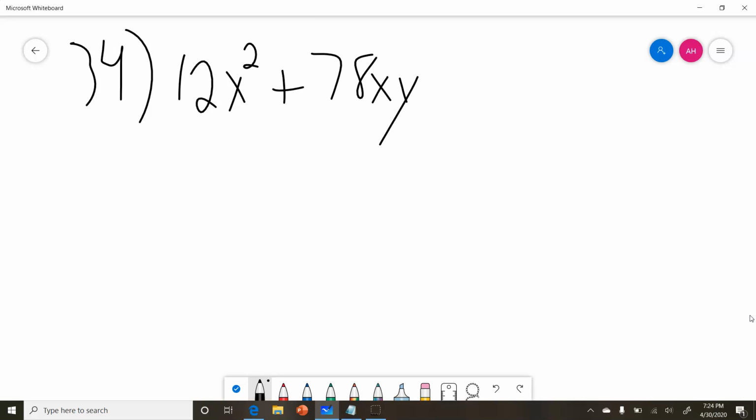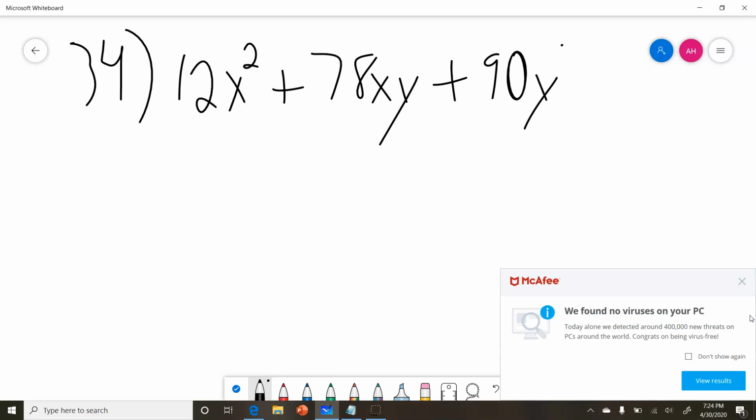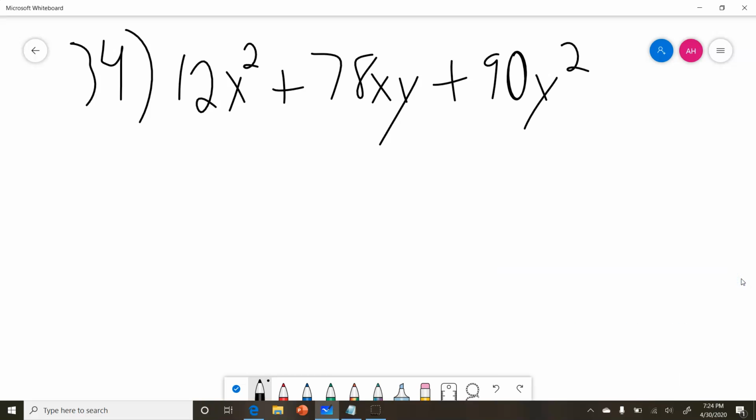Let's do some different ones here. This is number 34. This one's a little harder. 12x squared plus 78xy plus 90y squared. Wow, that is a big number.